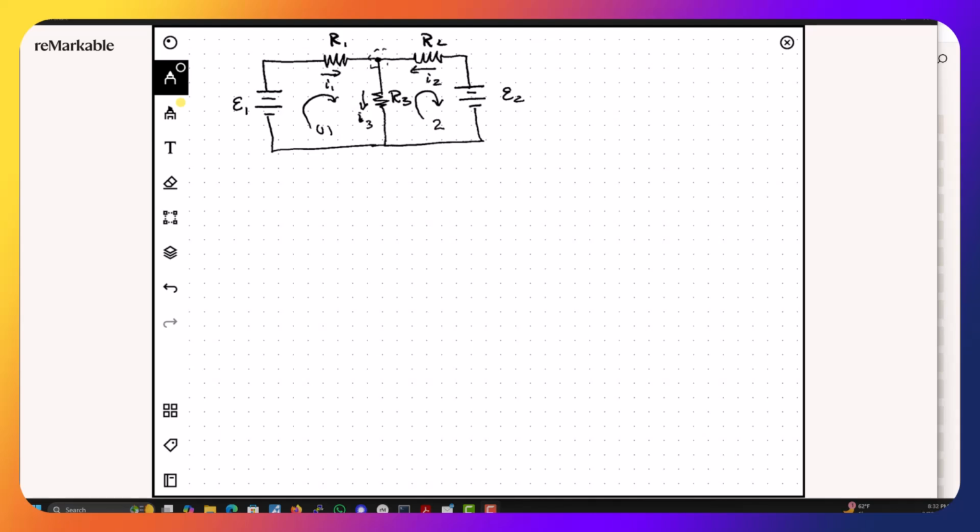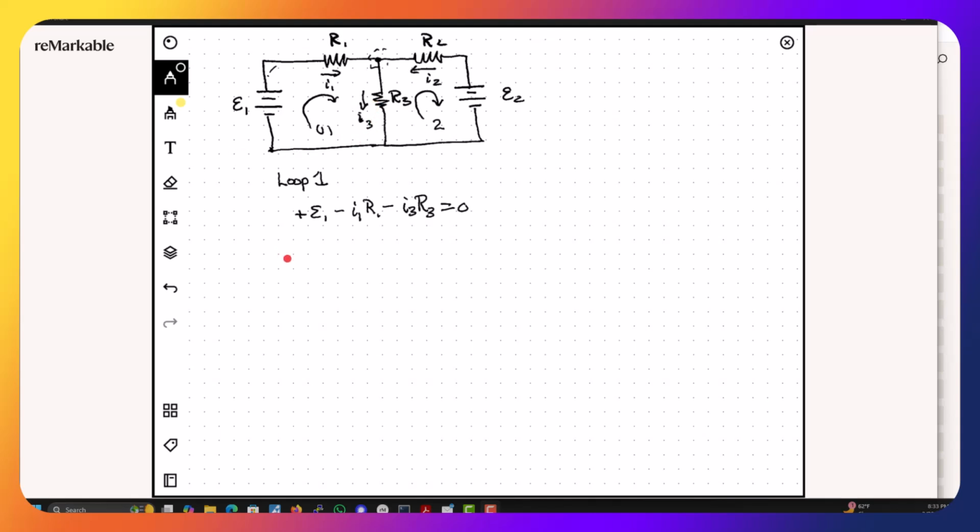Okay. All right, so let's write loop 1. So we're going to start in the lower left-hand corner. We're going to go around the loop, right? So it's plus E1 minus I1 R1 minus I3 R3 equals 0. So that's going around this loop, and I use the current that's going through that actual resistor.